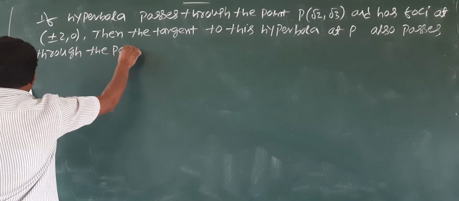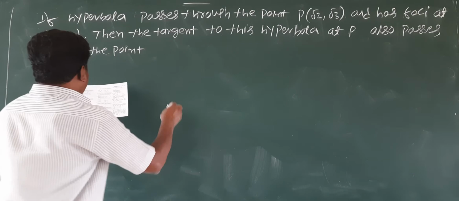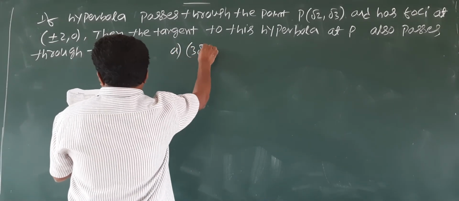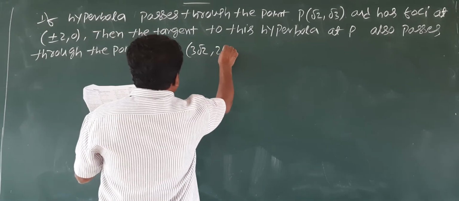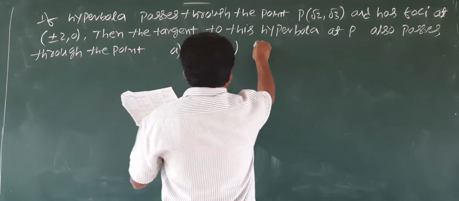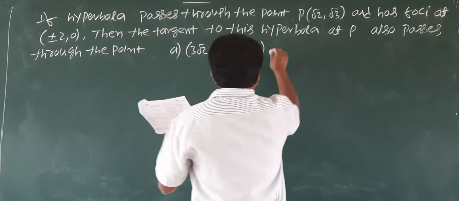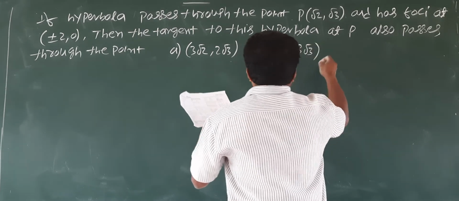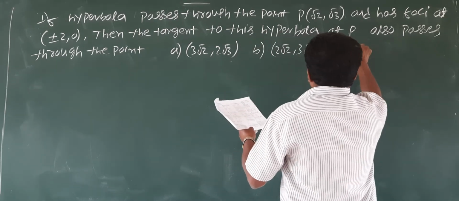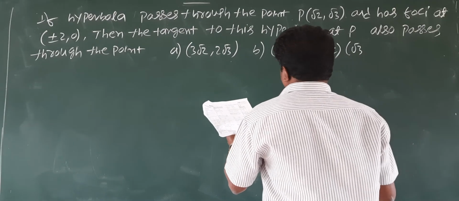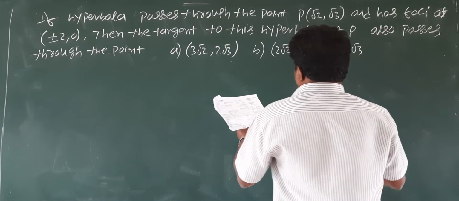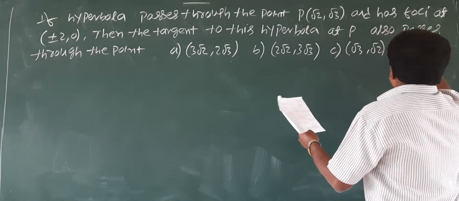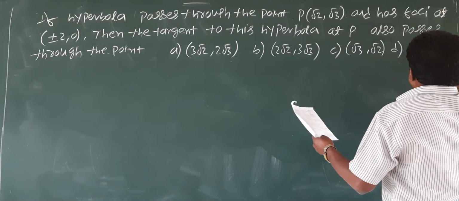Also passes through the point. So option A: 3 root 2, comma 2 root 3. Option B: 2 root 2, comma 3 root 3. Option C: root 3, comma root 2. Option D: minus root 2, comma minus root 3.